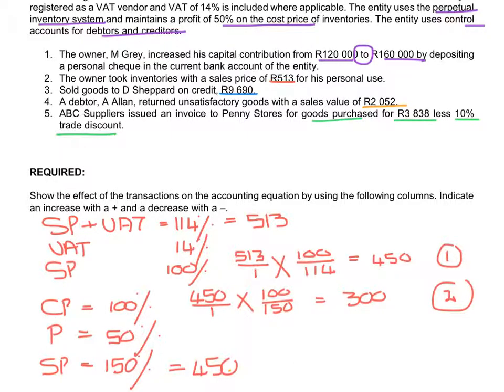ABC Suppliers issued an invoice to Penny Stores for goods purchased at 3838 less 10% trade discount. So we have to deduct the trade discount because we're not going to pay that amount, to see what is the total purchase price that we will pay for the goods, and then we have to work out how much VAT is included in this figure.